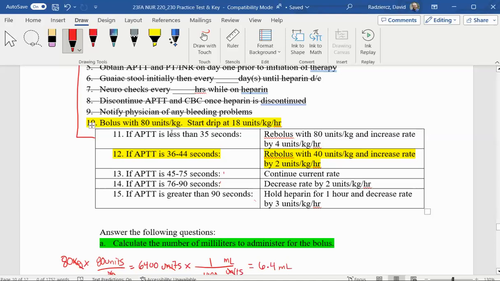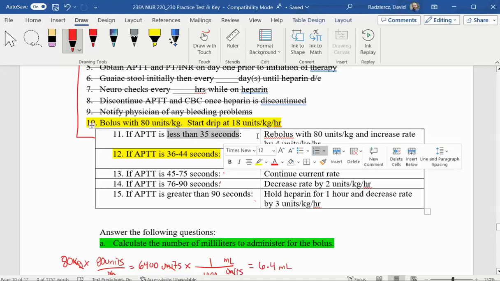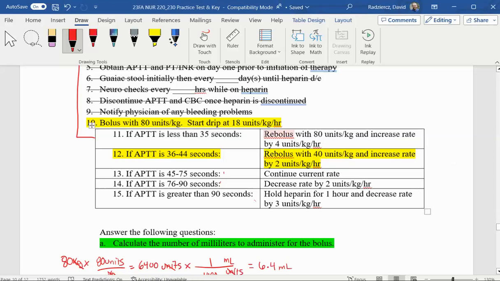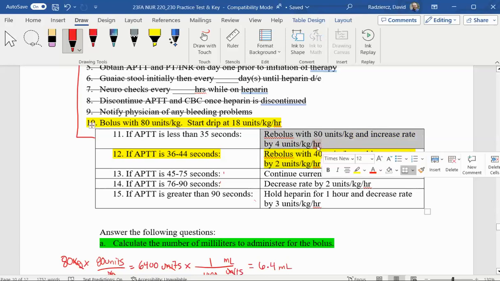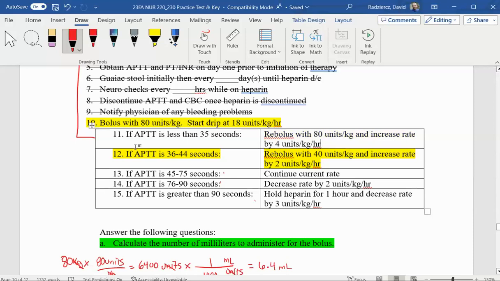If it's less than 35 seconds, then you're going to rebolus with 80 units per kilogram and increase the rate to 4 units per kilogram per hour. So if the APTT was 30 seconds, they're still clotting too frequently, and we have to intervene. If it's between 36 and 44 seconds, which is the example I gave you, then we're going to rebolus again with 40 units per kilogram and also increase the infusion rate.